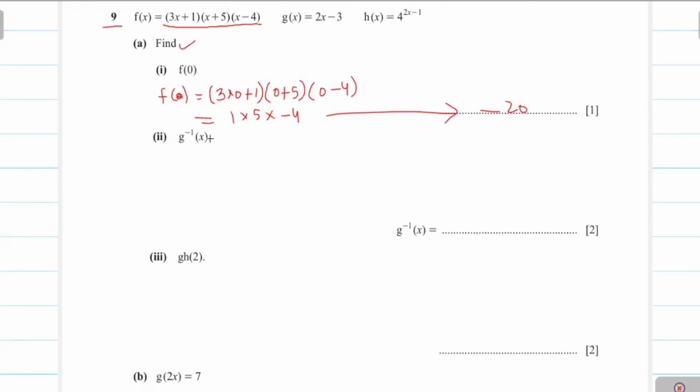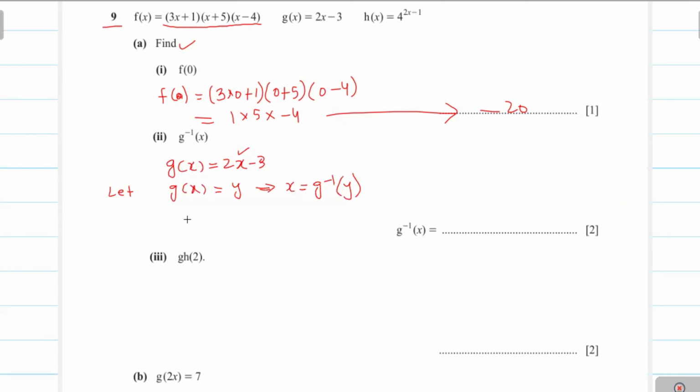Part second, g inverse of x. You see here g of x equal to 2x minus 3. Let g of x equal to y, and therefore x will be equal to g inverse of y. Therefore, if we have to find the inverse function, we make x the subject.